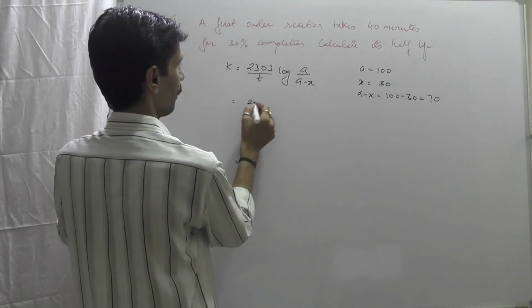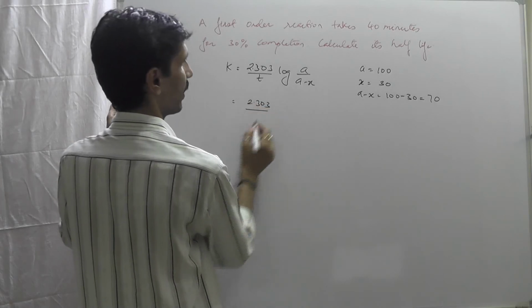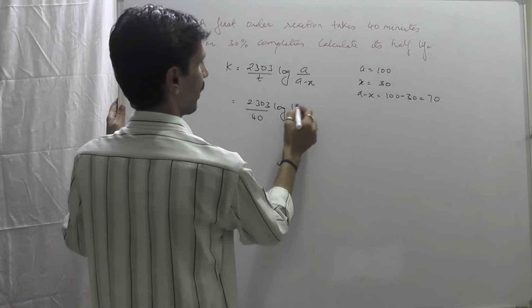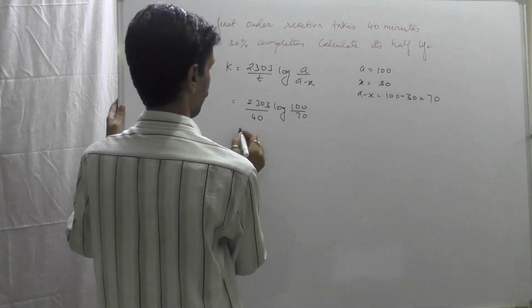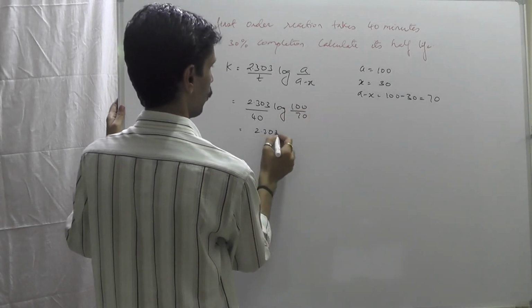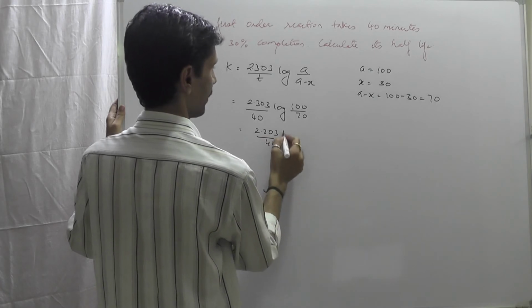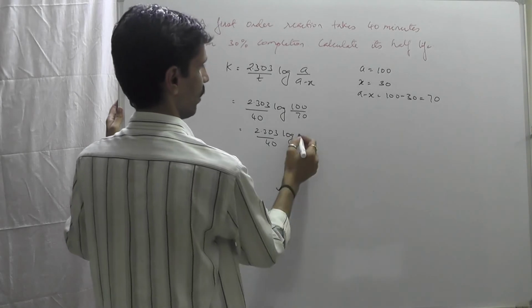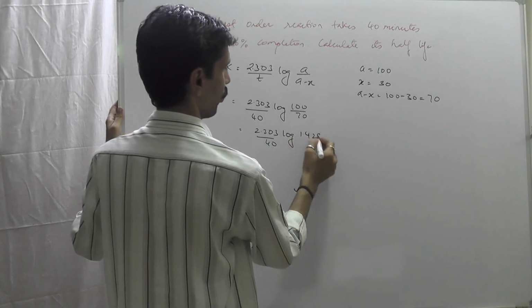So that is equal to 2.303 upon t. t is 40 minutes, log of 100 upon 70. So that is equal to 2.303 upon 40 into log of 100 upon 70. So that means it is 1.4285.